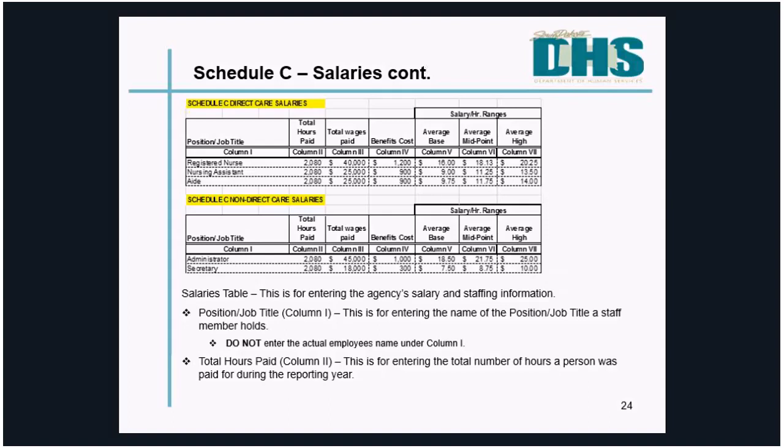We have a section for direct care salaries and a section for non-direct care salaries. And you would list registered nurses as a group. So if you have multiple RNs or multiple nursing assistants, you'll list them as a group or whatever you might call them. And then you'll list the total wages paid, the benefit cost to the entity, and then your average base. And we'll move on to the next slide before there's further explanation on that.